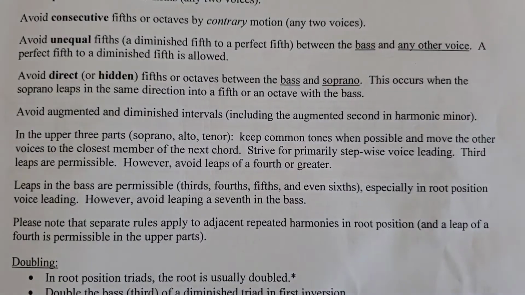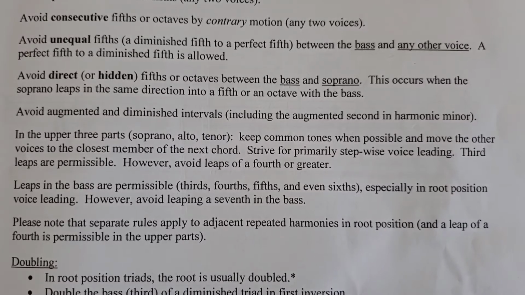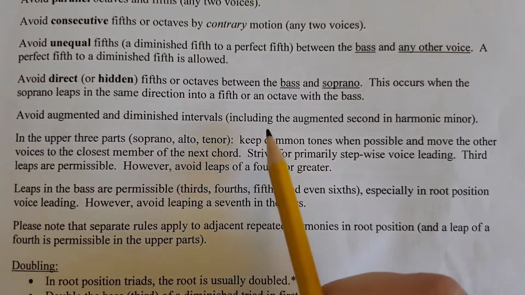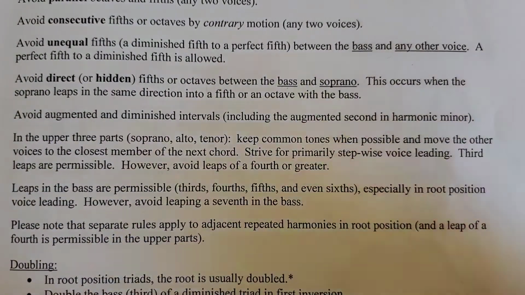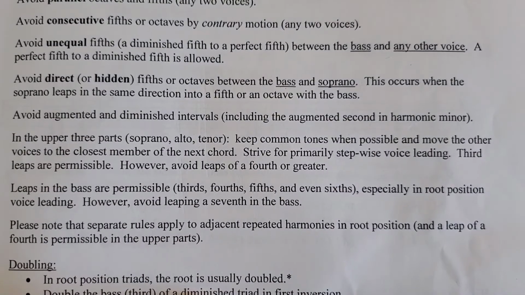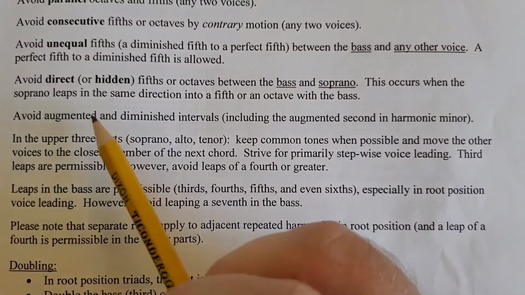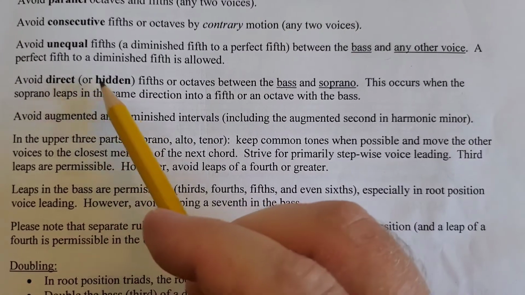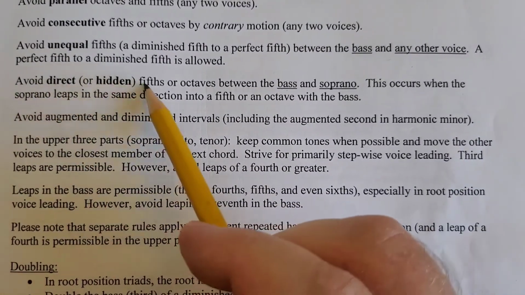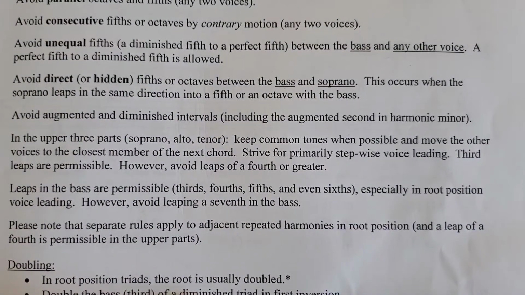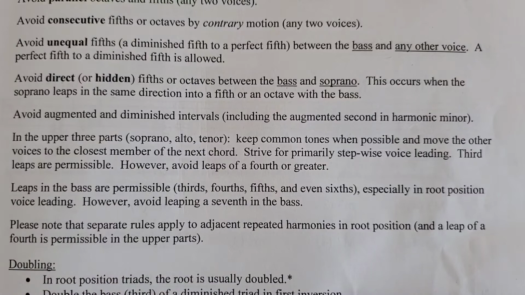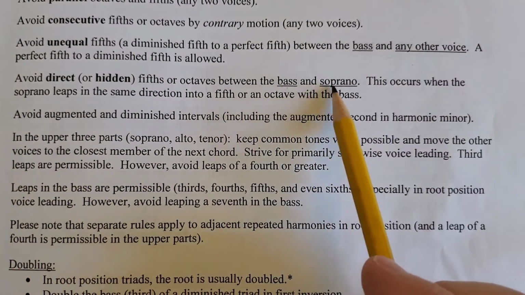All right, this last rule, direct or hidden fifths or octaves, is probably the most complicated of all the voice leading rules because it involves just a real specific scenario. First thing to point out here is that direct or hidden are two different names for the same thing. So a direct fifth and a hidden fifth are the same, or a direct octave and a hidden octave are the same thing. Now, a direct or hidden fifth or octave only occurs as an error between the bass and the soprano. So you're looking at the outer voices only, the bass and the soprano.